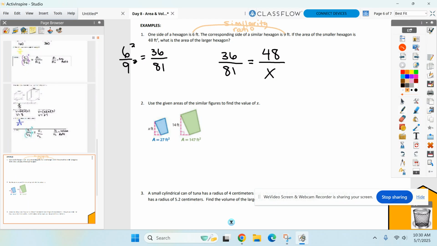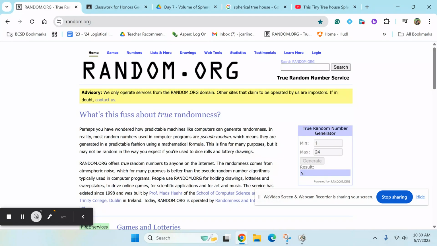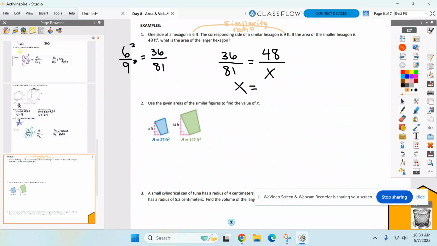The ratio of the areas is 36 to 81. The smaller one's 48, so what's going to be the area of the larger one? But you cannot use 6 over 9 in the ratio. I need to square it first. So go ahead, do your cross multiplication. What is the area, Connor, of the larger one? 108. Yep, 108 square feet.